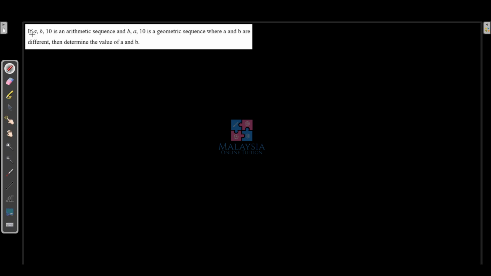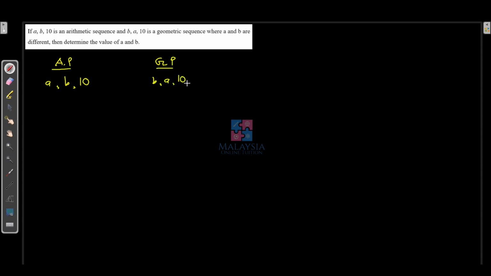For question number 5, if A, B, 10 is an arithmetic sequence and B, A, 10 is a geometric sequence, where A and B are different, then determine the value of A and B. So for the arithmetic sequence, we can first say, okay, AP. So A and then B and then 10. Then for the GP, we have B, A, and then 10.